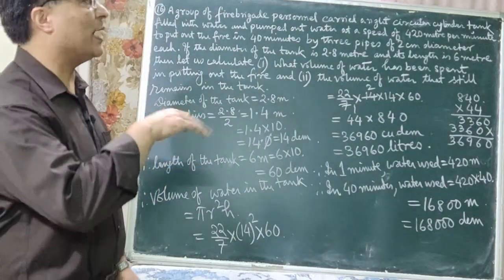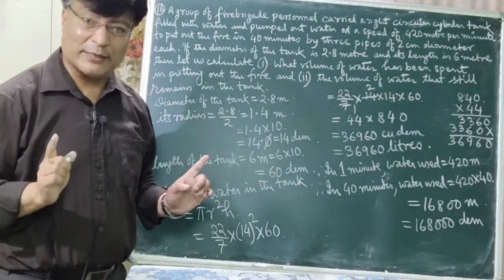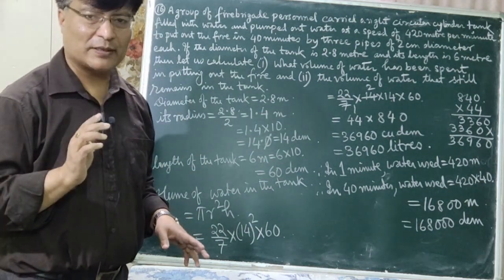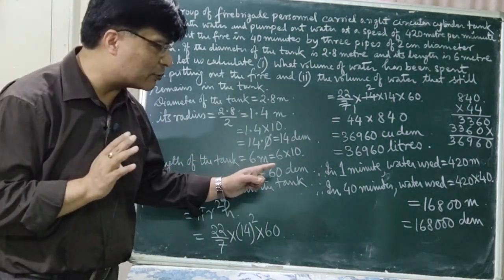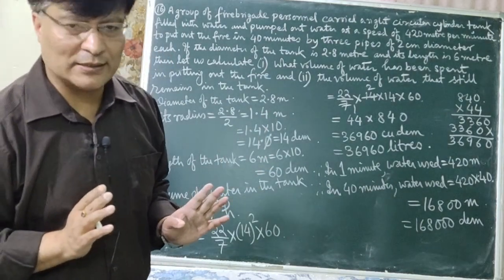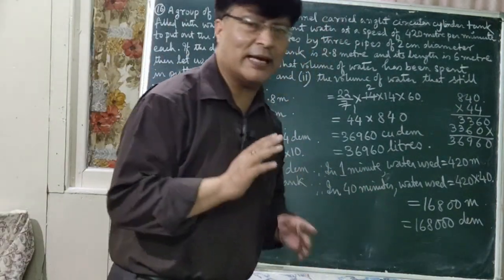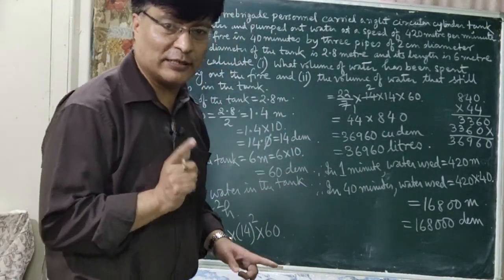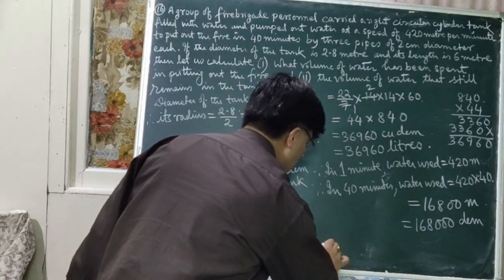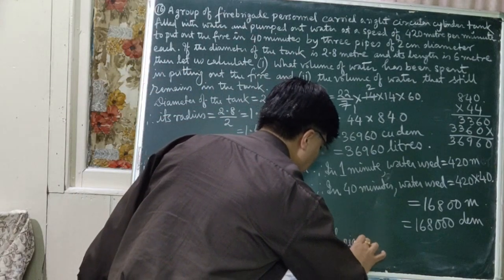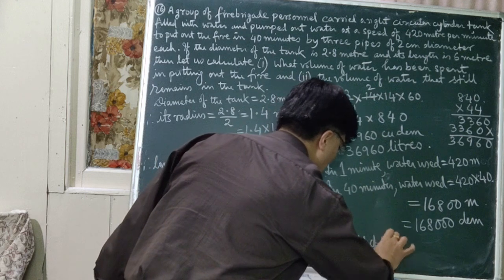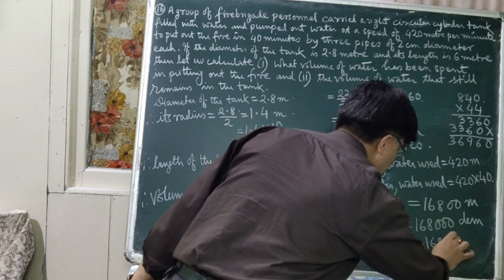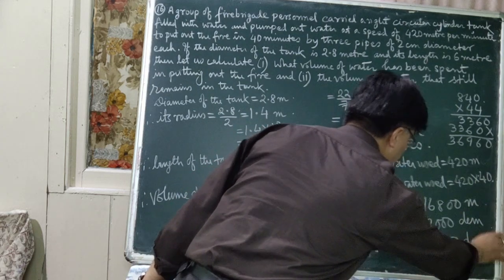This is just like your height of the pipe. Actually it is not the height of the pipe, but we can take it as the height of the pipe. For your ease we make it the height of the pipe, because if we make it so, the problem becomes very easy for us. So height of the pipe is equal to 16800 decimeter.